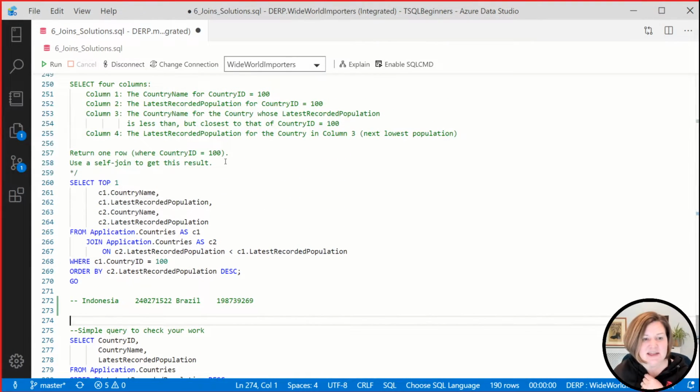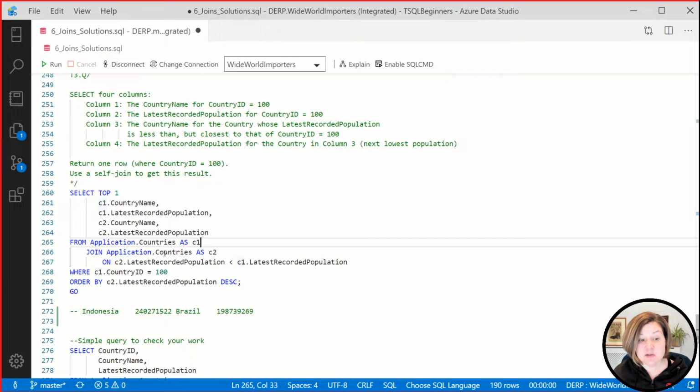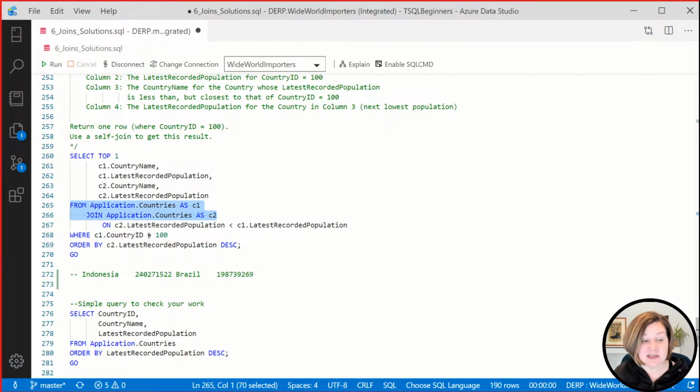And I did give the hint that the way I was writing this is to use a self-join to get the result. You can join between a table and itself in TSQL, which is really cool. You could do this many times in the same query if you needed to. We have aliased this first one as C1 and the second one as C2. And SQL Server doesn't mind. It's like, oh, okay, this entity is a separate one than this one.